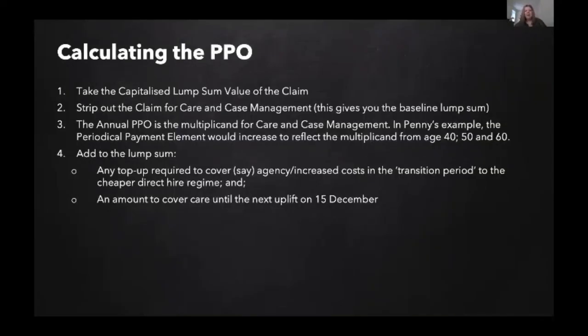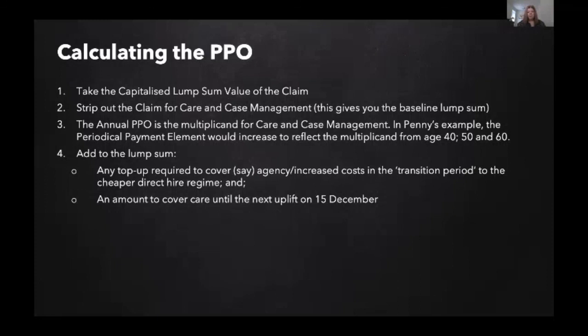So, in practical terms, calculating the PPO. When you've finalised your schedule, which, as you know by now, we have done for Penny on a lump sum basis so far, you need to remove the lump sum claim for future care and case management. In Penny's schedule, it's over 4.2 million. Assuming this is the only part of her claim for which periodical payments are sought, what remains in your schedule once you remove this will be your baseline lump sum.